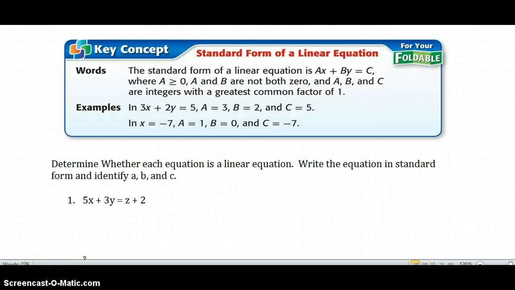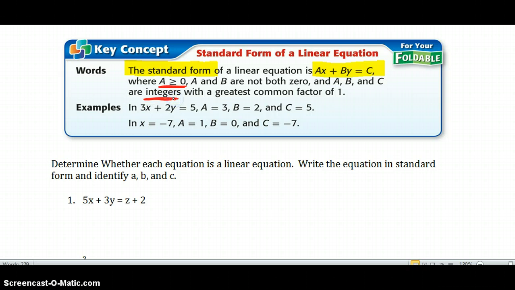Alright, the key concept chart here is taken from your book, talking about standard form. Standard form is a form that you will be expected to know from this day forward. If I ask you to write an equation in standard form, it needs to look like this. Understand these are some very important aspects of standard form. The a, the number in front of x, cannot be negative. It has to be greater than or equal to 0. And a and b are not both 0. And a, b, and c are integers.